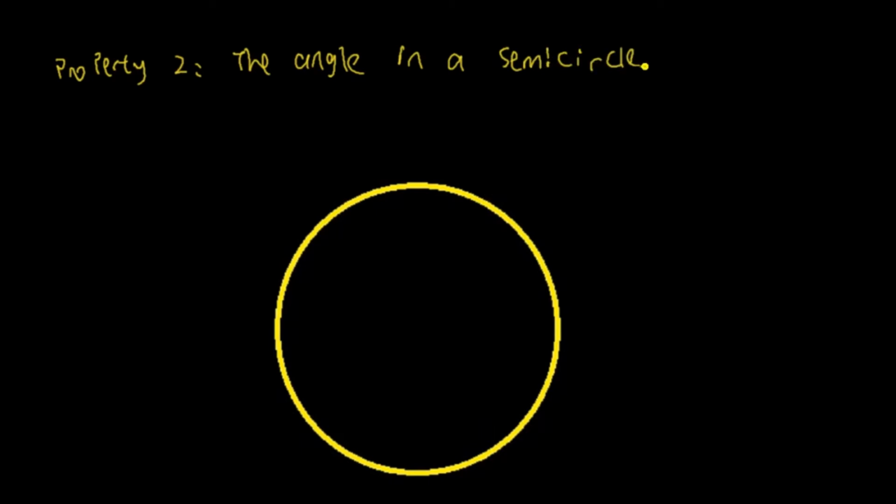Okay, next, let's talk about the second property of the circle theorem. Property number 2, well, number 2 on my list, I mean. Okay, so property number 2. What it's saying is that the angle in a semicircle is a right angle.